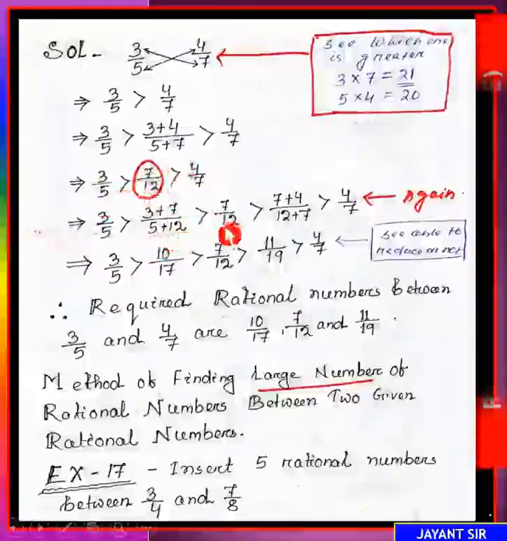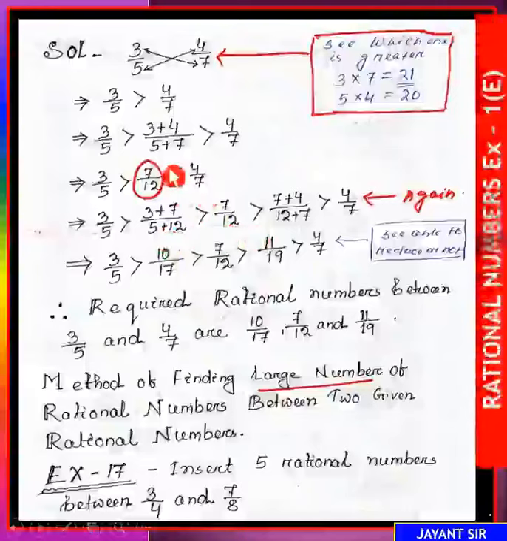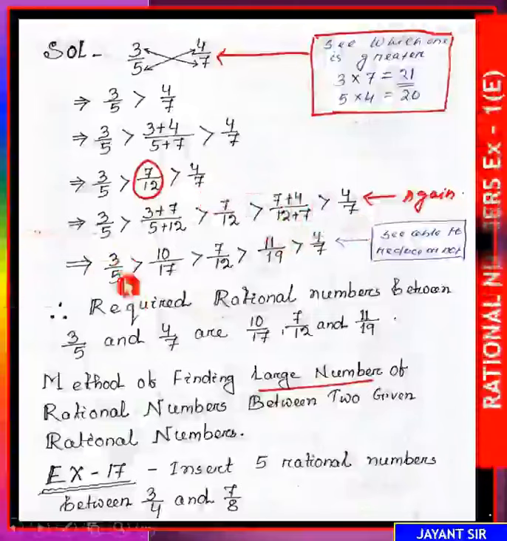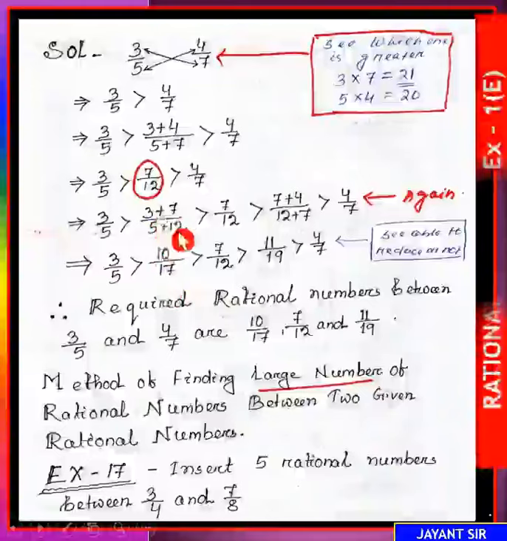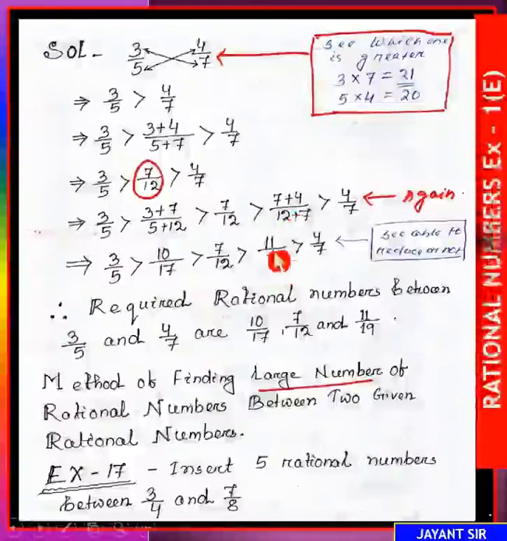Children used to forget to write this one. Whenever writing this one they used to forget. So don't forget this one. Then greater than. Then in between these two I can find 7 plus 4 divided by 12 plus 7, then greater than 4 by 7. Now 3 by 5, 3 plus 7, 10 by 17, greater than 7 by 12, greater than 7 plus 4, 11, by 12 plus 7 equal to 19, 11 by 19, greater than 4 by 7.